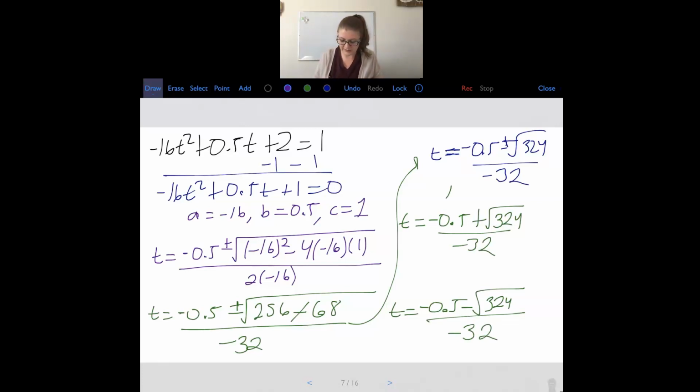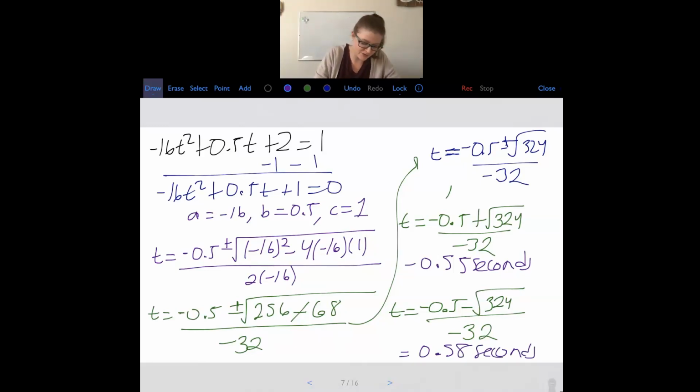Remember, when you're plugging in negative 0.5 plus the square root of 324, if you're using a calculator like this, your numerator needs to be in parentheses, or you put in the numerator, press enter, and then divide this by negative 32. We're going to 2 decimal places as needed, so this would be negative 0.55 seconds. If you're wondering if seconds can be negative, hold that thought. And for the bottom one, I get 0.58 seconds.